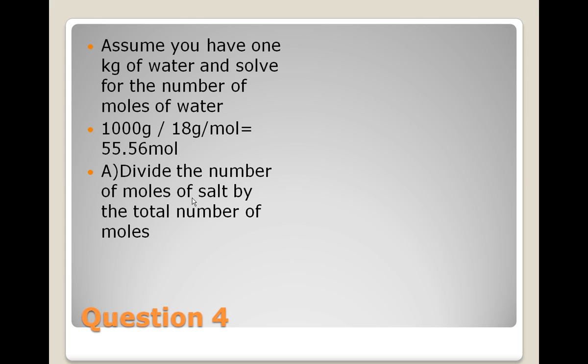Then you're going to divide the number of moles of salt by the total number of moles. So here's the moles of salt, which is 3.25, and the total number is again just 55.56 plus 3.25. So you get 0.0554.